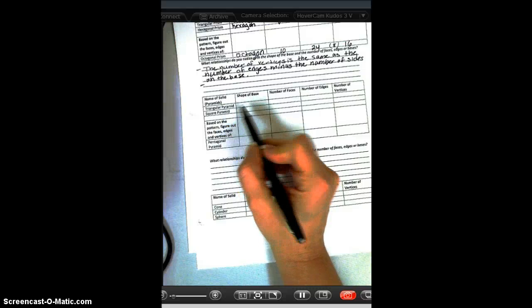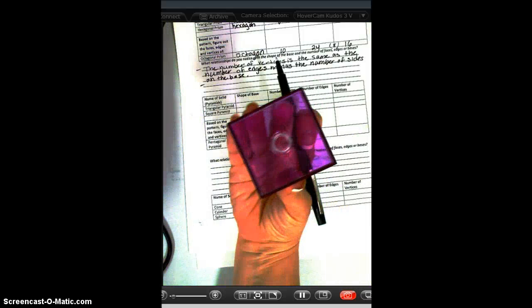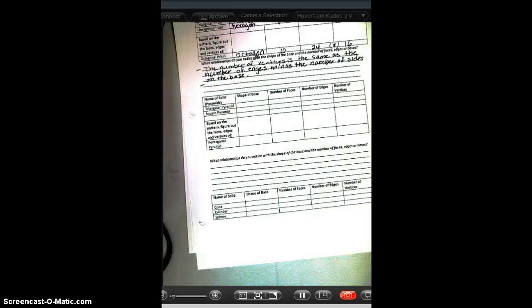This time we've got pyramids. Pyramids have one base, and they have that point on top usually, unless you turn it on its side. The shape of its base, let's find this one first, a triangular pyramid. No, this one we can't call a triangular pyramid because it's got a square at the bottom. We can call this one a triangular pyramid because it's got all triangles.